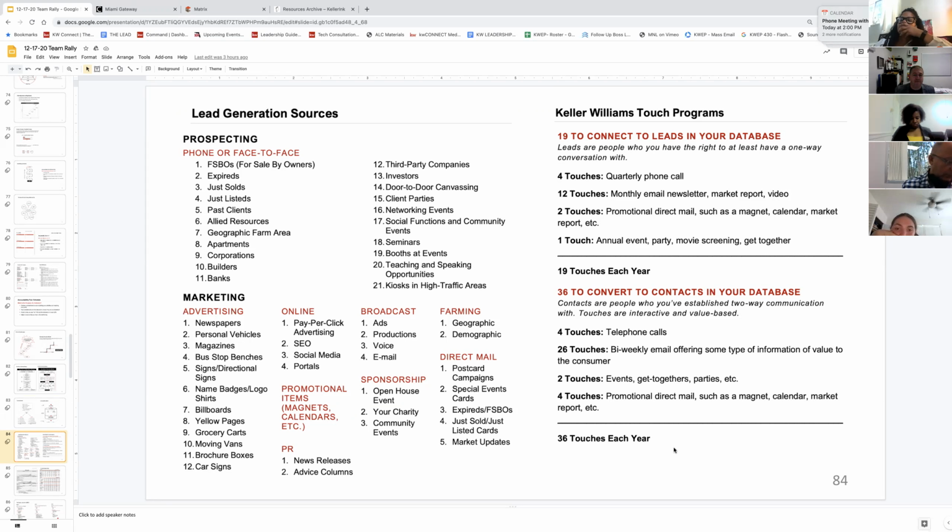This is what Bed Bath & Beyond does. They touch you with value. Macy's does it too, because you're in their database. They're just going to keep doing it.